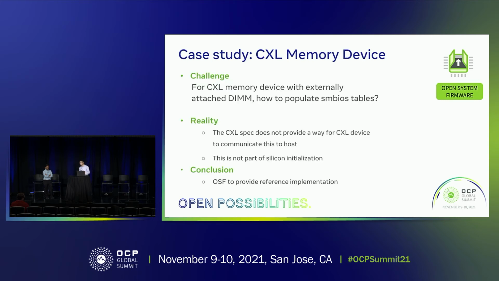A case study would be CXL. CXL is a new technology, and the spec is evolving, and there's no commercial device yet. But we have to get it done. So the reality is CXL memory stuff is not part of silicon initialization, so the silicon vendor wouldn't do that. So what do we do? We have OSF, we can do a reference implementation there, and then we get unblocked.